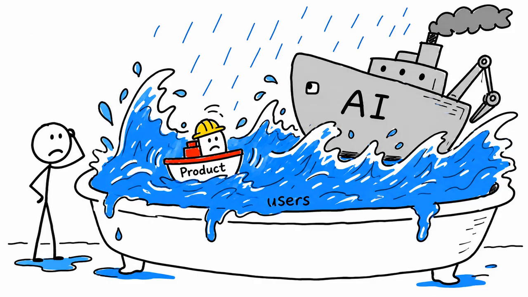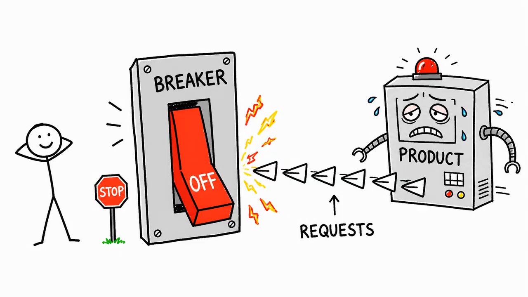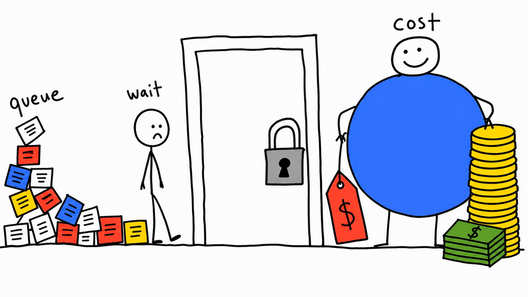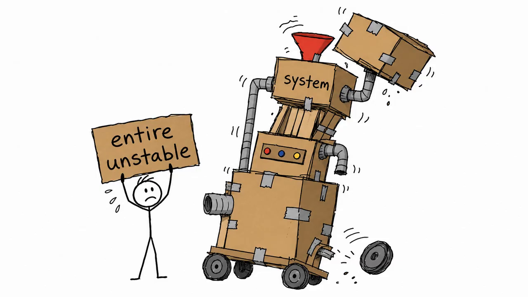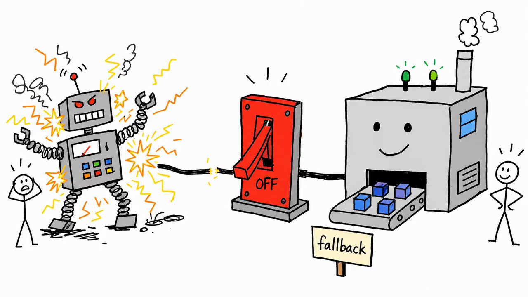Imagine your product depends on an AI model provider. Most of the time it works. But one day, the provider becomes slow or starts failing. Without a circuit breaker, your product might keep sending requests again and again. Users wait, queues pile up, costs increase, the entire system becomes unstable. A circuit breaker says, if this dependency is failing too often, stop calling it for a while. Show a fallback, retry later, protect the rest of the product.